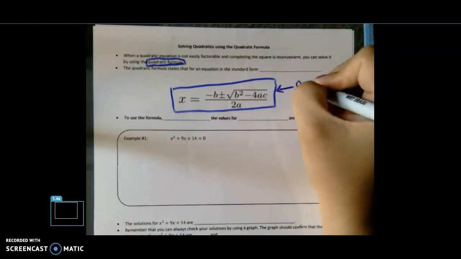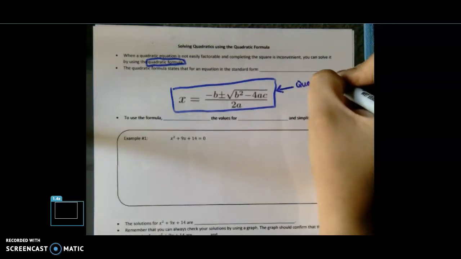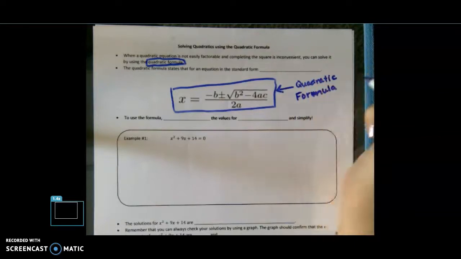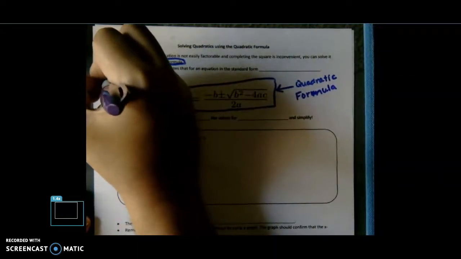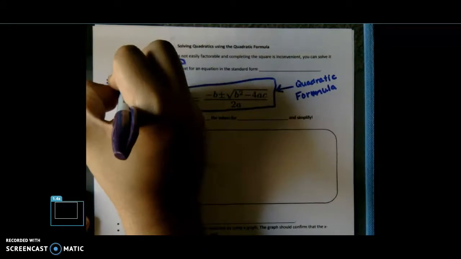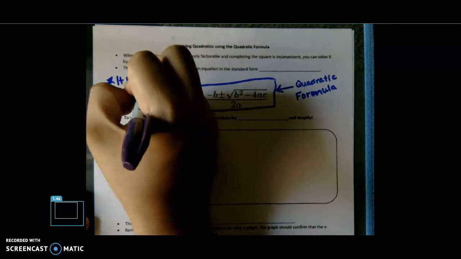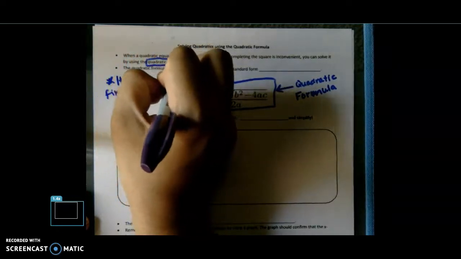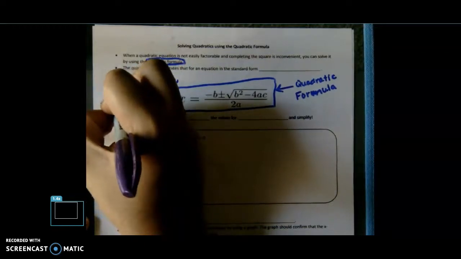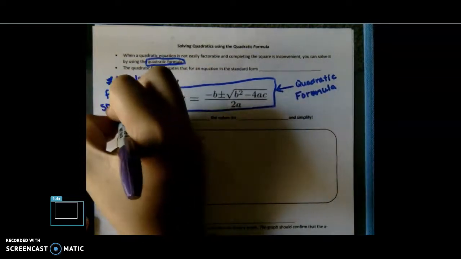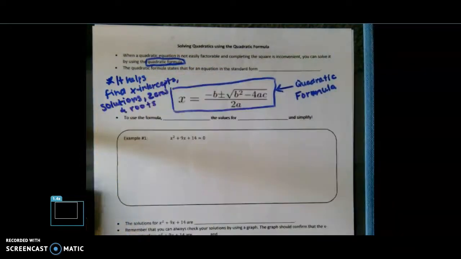This is the quadratic formula. So I want you to go ahead and write that in your notes. Now, I want you to write, it helps find x-intercepts, solutions, zeros, and roots. And this should all sound familiar to you because we have talked about this before, right, guys?